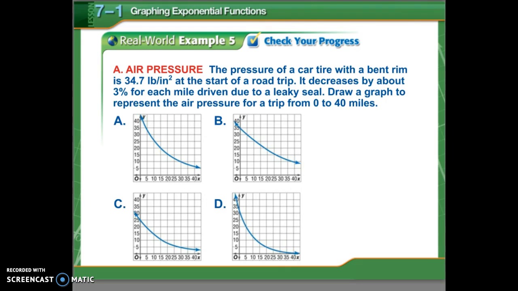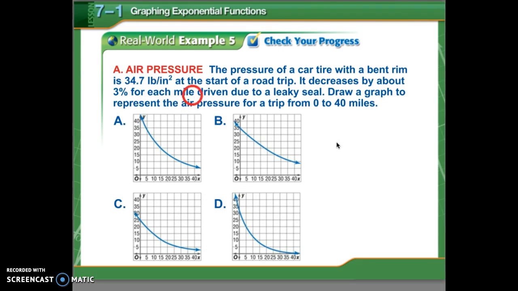Okay, we're going to do a quick check your progress problem. This time the pressure of a car tire with a bent rim is 34.7 pounds per square inch at the start of a road trip. It decreases by about 3% for each mile driven due to a leaky seal. Draw a graph to represent the air pressure for a trip from 0 to 40 miles. Pause your video when you have your answer. Go on to the next screen. Okay, our choice this time for the graph is letter B.